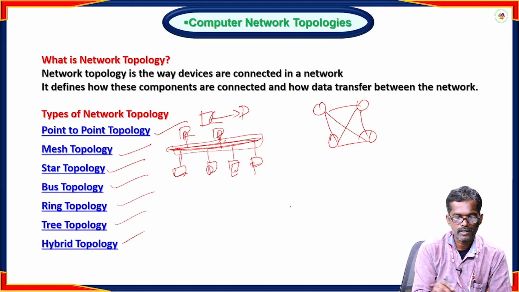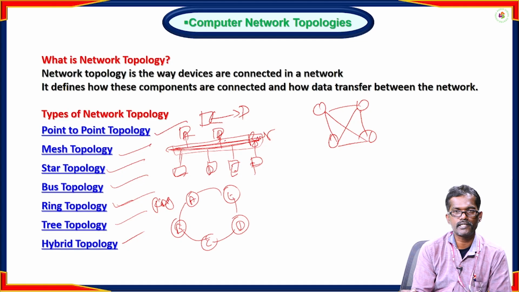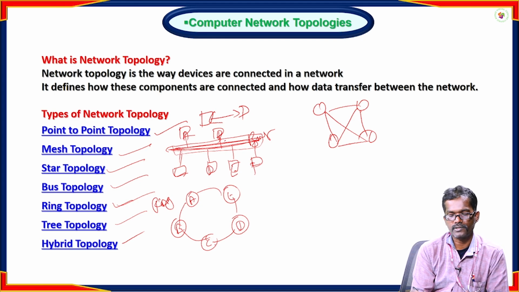And then coming to the ring topology. Okay, this is the bus topology, and coming to the ring topology: system A, B, C, D, E. Every system is combined to form a ring. A is connected to B, B is connected to C, C is connected to D, D is connected to E, E is connected to A. Okay, C is directly not connected to A.